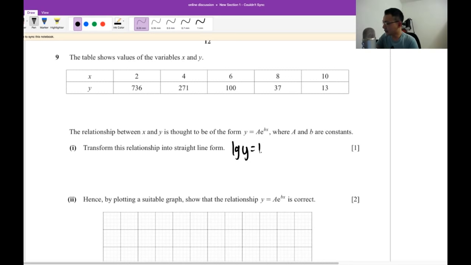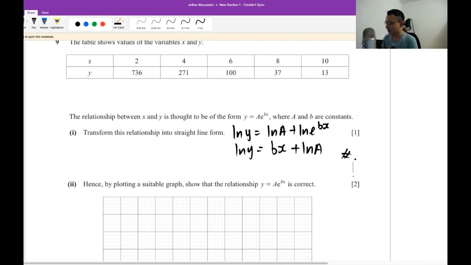log y equals log a e^bx. The log rule tells us that multiply can become plus. Oh no, there is the e, so I will not use lg, I will use ln because I have the e there. So this will be ln a plus ln e^bx. Plus because they are multiplying. Therefore ln y, ln e basically becomes 1, so I move the bx to the front plus ln a. So this is my linear form, done.